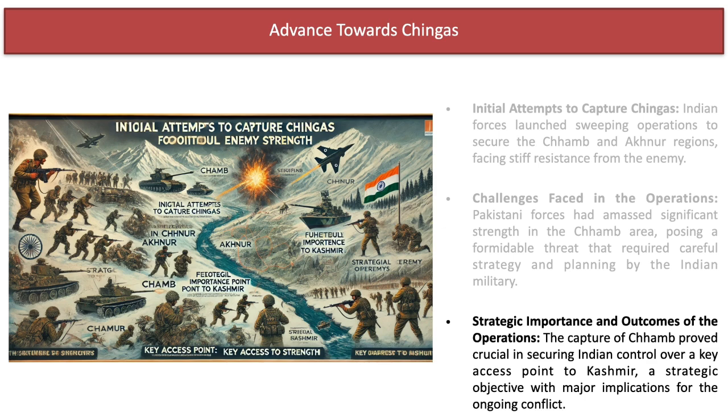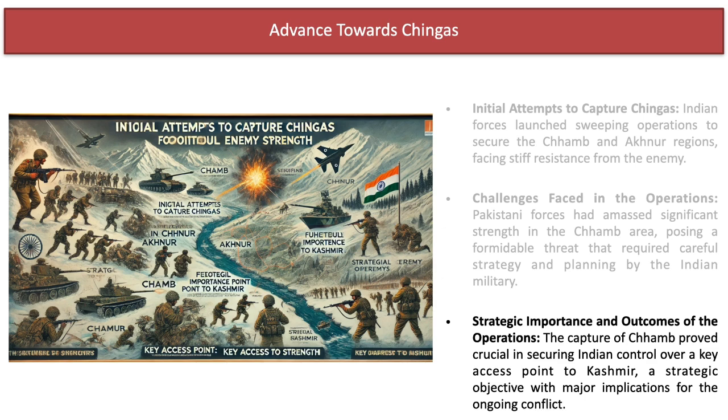for the Indian Army. The capture of Cham was not just another victory, it was a decisive move that secured a key access point to Kashmir. This area was crucial because it controlled one of the main routes into the Kashmir Valley. And by taking Cham, the Indian forces effectively cut off the Pakistani military's ability to move troops and supplies, significantly weakening their position.